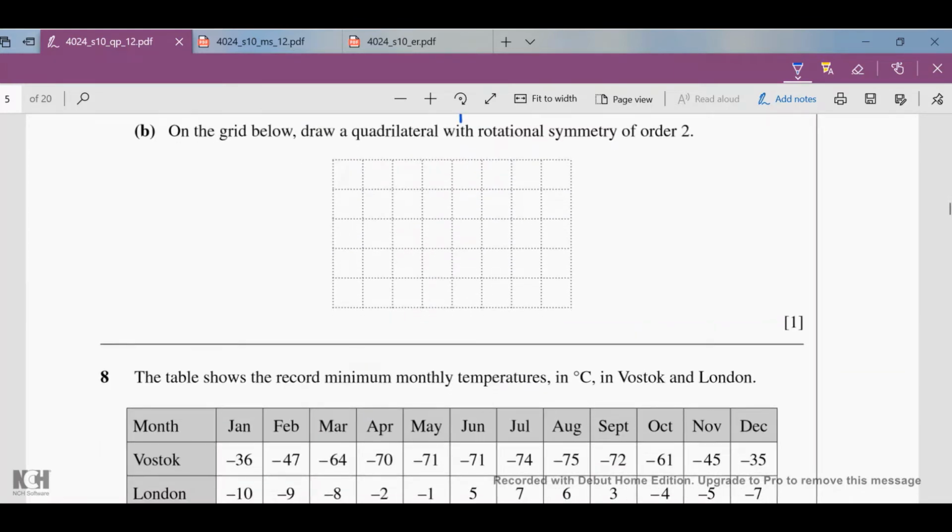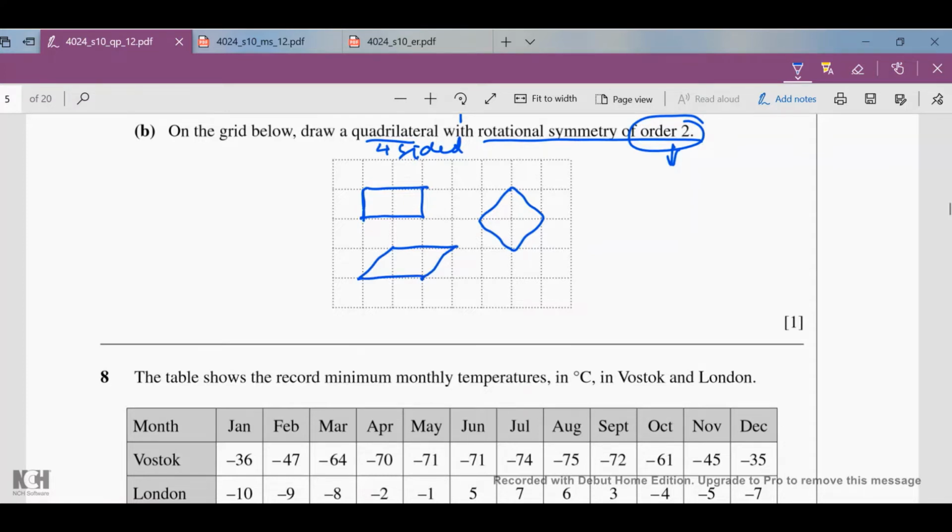Okay, rotational symmetry of order 2. Please remember, there is no rotational symmetry of order 1. Minimum is order 2 rotational symmetry, and we have to draw a quadrilateral, means a 4-sided figure. Okay, a 4-sided figure, it can be a rectangle. One example, it can be a rhombus, or it can be a parallelogram. I mean, there are so many possibilities, so you can draw any one of the diagrams.